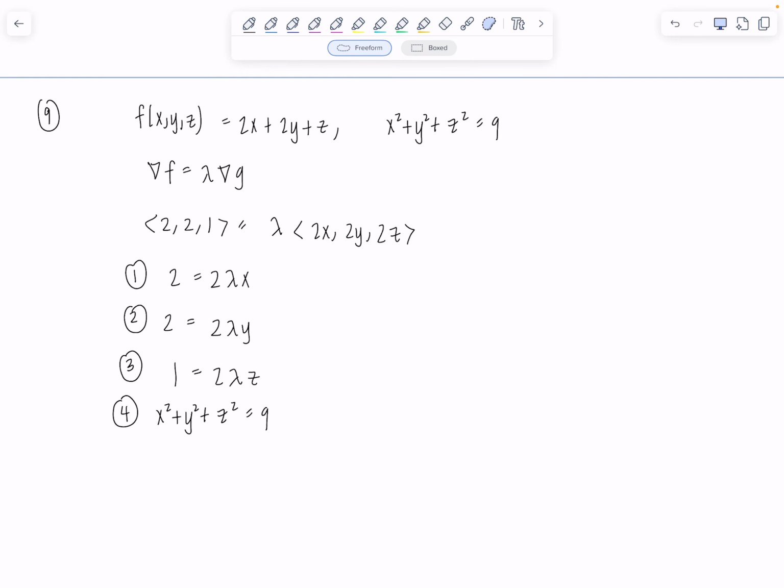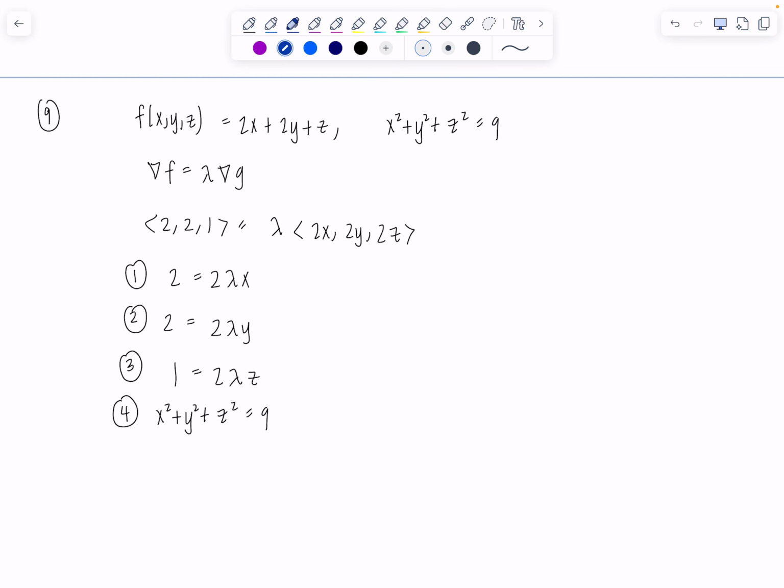I'm noticing I have each of the variables here. Only one of them is involved at a time, and then there's a lambda. That means I can get x in terms of lambda, y in terms of lambda, z in terms of lambda, and then I can put everything in the constraint equation and have only lambdas. Does that make sense?